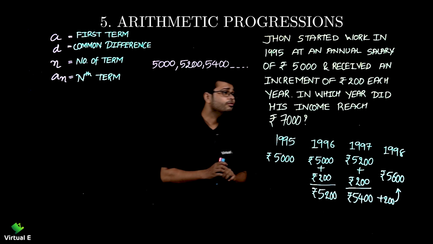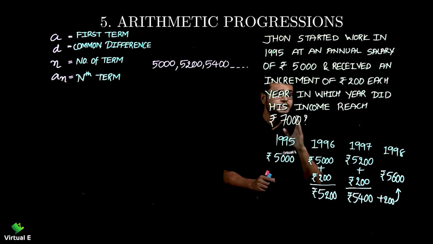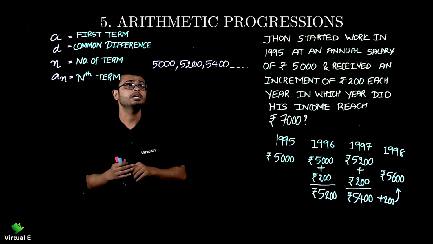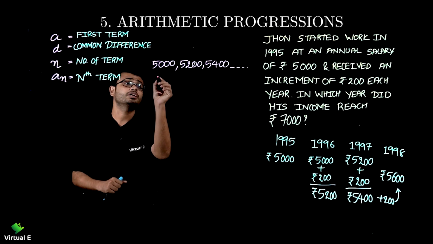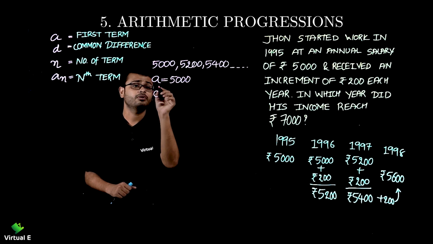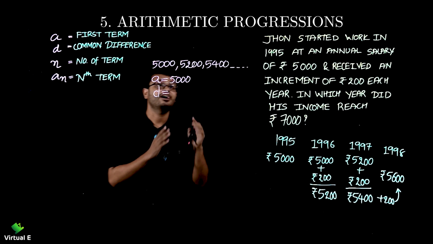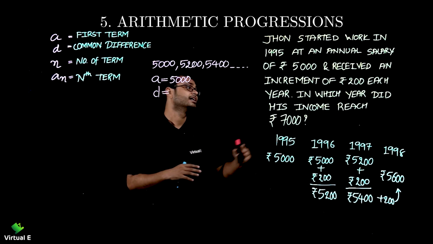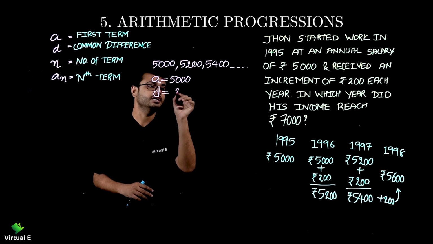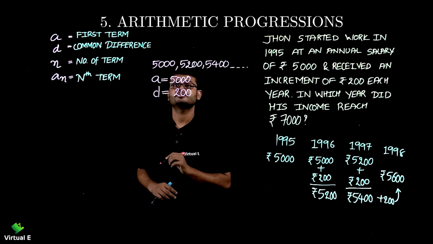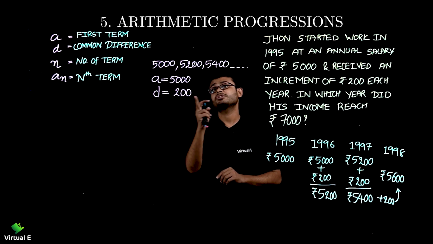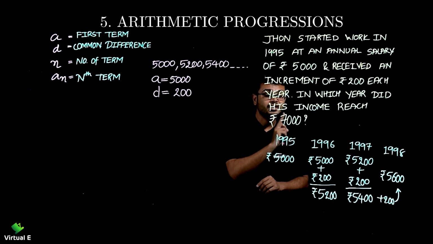We want to find in which year his income is 7,000. We'll find that as well. Let's first find A. What is the value of A? The starting point, which is 5,000. What is the value of D? The increment. How much increment is he getting? Rupees 200 each year. So that is the value of D, 200. And 7,000: we want to find in which year he is going to get rupees 7,000 as the salary.